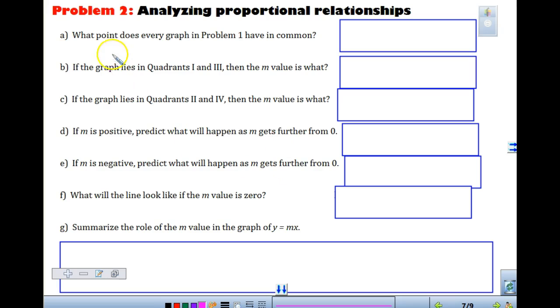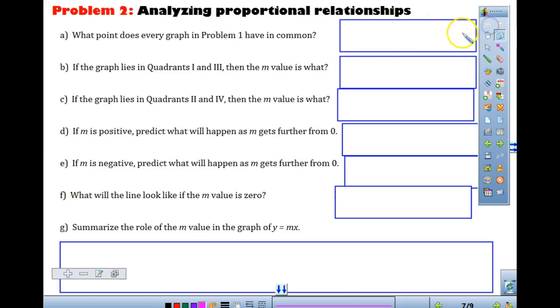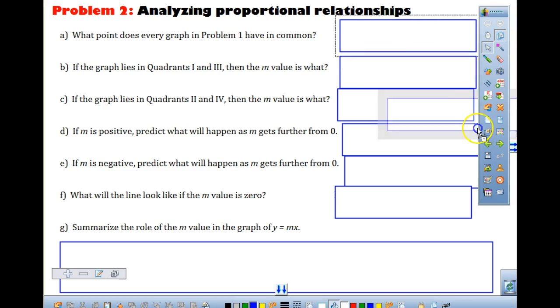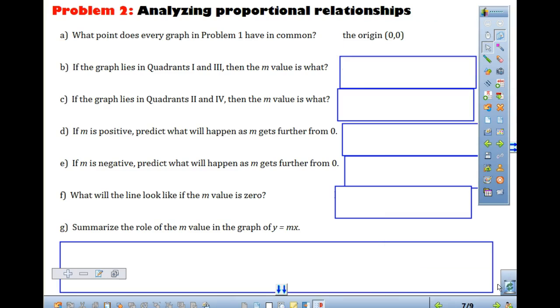And it says, what point does every graph in problem 1 have in common? They all had the origin or 0, 0. So please put both: origin, 0, 0. So it says the graph that lies in quadrants 1 and 3, the m value is what?